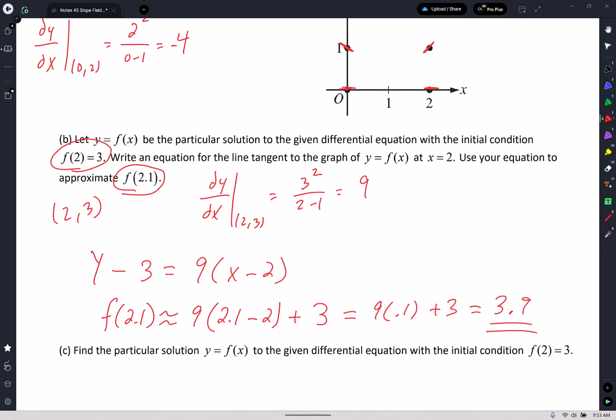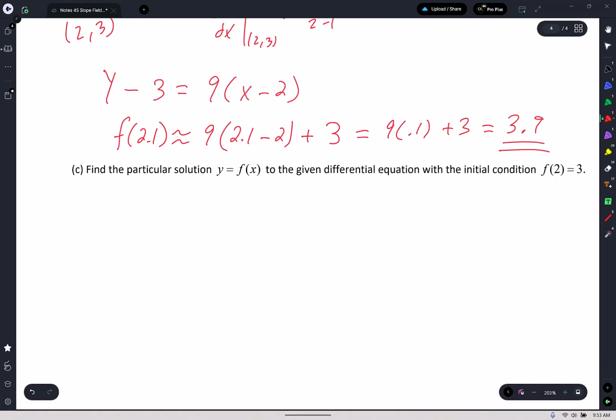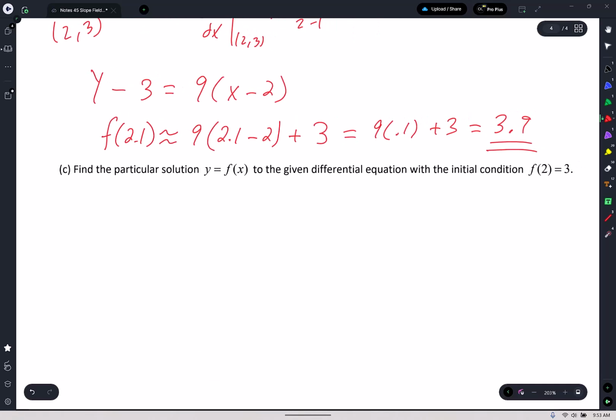Yay or nay? All right. Here's what we've been doing all week. This one right here, letter C. Find a particular solution y equals f of x to a given differential equation if f of 2 equals 3. All right, so dy/dx equals y squared over x minus 1.